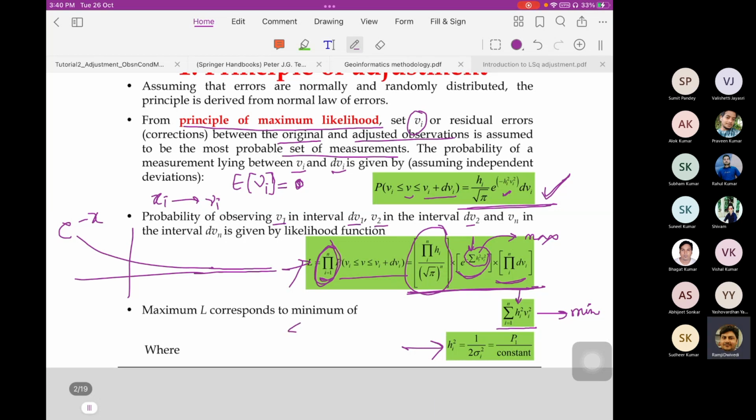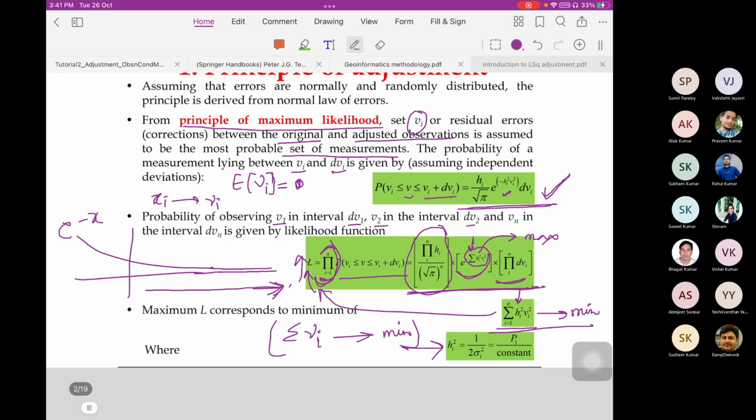where h is constant. Now you have a very decent proof where the summation of vi square is to be minimum for maximum likelihood estimation of all possible error sources. So L is the maximum likelihood estimated value for which, if this goes to minimum, this would achieve its maximum value. Okay, because maximum would come here, isn't it? So anyways, this is the mathematical proof by which we arrive at this solution that the summation of Vi square is to be minimum.